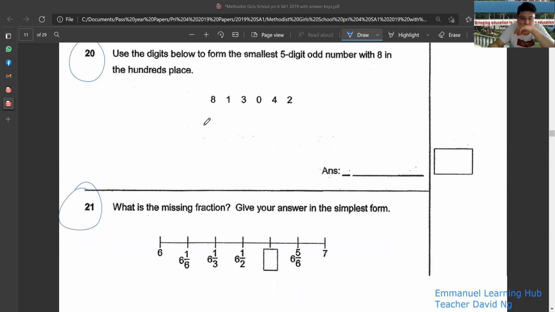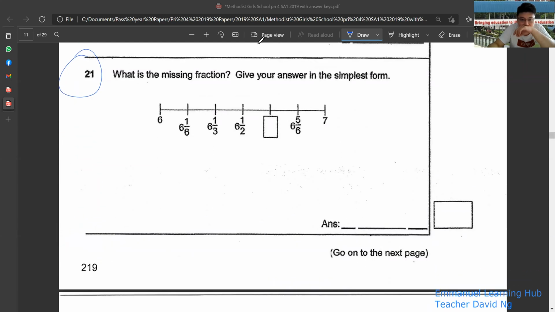Okay, then after that, question 21. What is the missing fraction? Okay, see, each gap here is how much? Each gap is 1/6. You know why? Yes. Okay, then this one, if each gap is 1/6, so this part is 1/6.